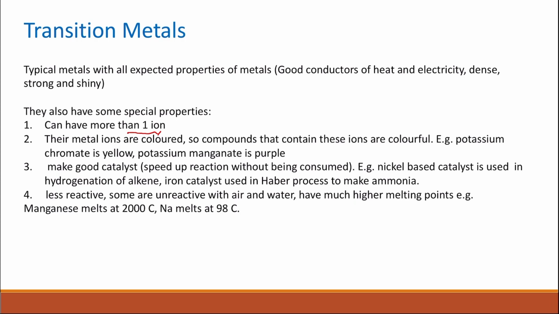Examples of that are copper. So copper can give you copper plus or copper 2 plus, so two different ions. Cobalt, you could have Co2 plus or Co3 plus. Iron as well, you could have Fe2 plus or Fe3 plus. So they have the ability to form different ions.